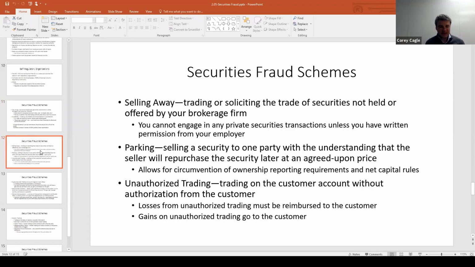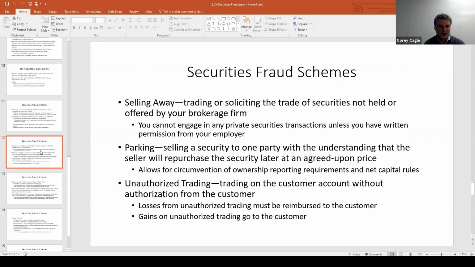Okay, selling away, kind of descriptive of what it is: you're trading or soliciting trades of securities that your firm doesn't hold or offer. You're not allowed to do that unless you have permission from your employer. That would make it fraud, right? Parking, so again, kind of a descriptive term. Selling a security to somebody with the understanding that you'll repurchase it later at an agreed upon price, so you can kind of park it with somebody to maybe circumvent some kind of reporting requirement or whatnot.